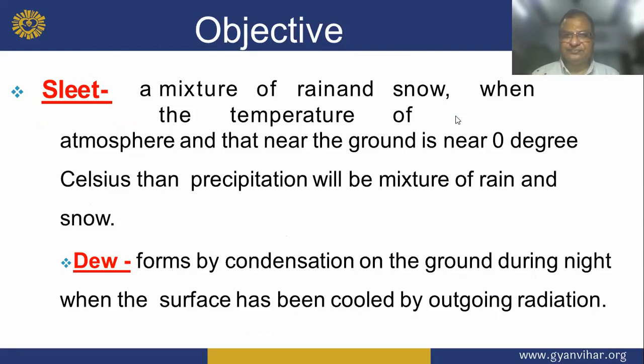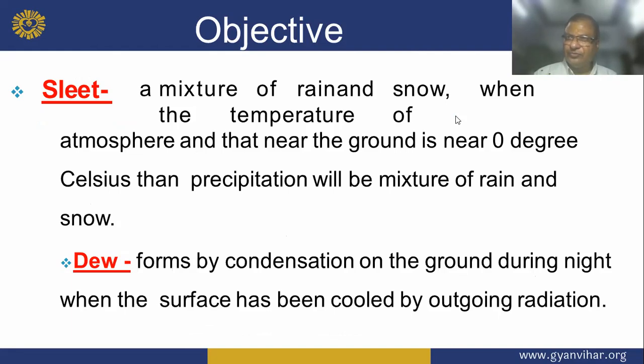Now, sleet, a mixture of rain and snow. When the temperature of the atmosphere and near the ground is near 0 degrees Celsius, then precipitation will be a mixture of rain and snow.